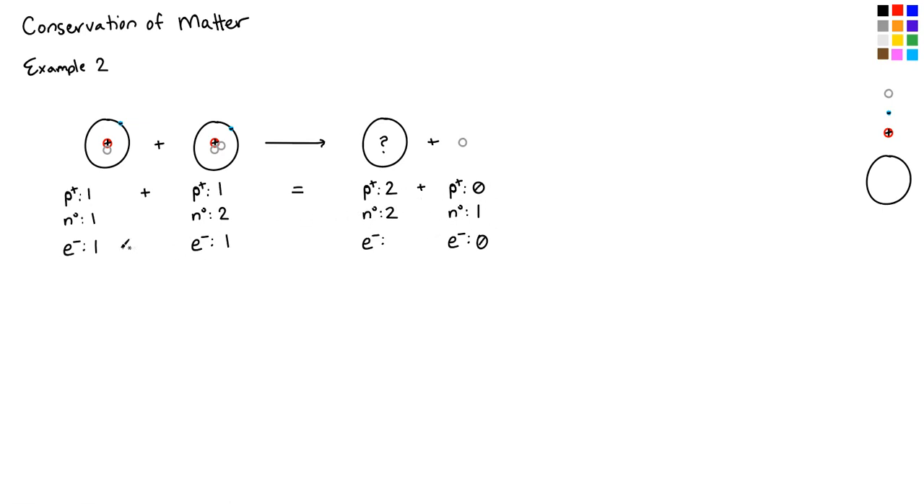And then now let's look at our electrons. On our reactant side, we have 1 plus 1 electron, 2. And so on our product side, we must also have 2 electrons. And there's no electron around this neutron. That's how it's been drawn here. And so I must have 2 electrons in this mystery atom that we have here. And so now let's draw it in.